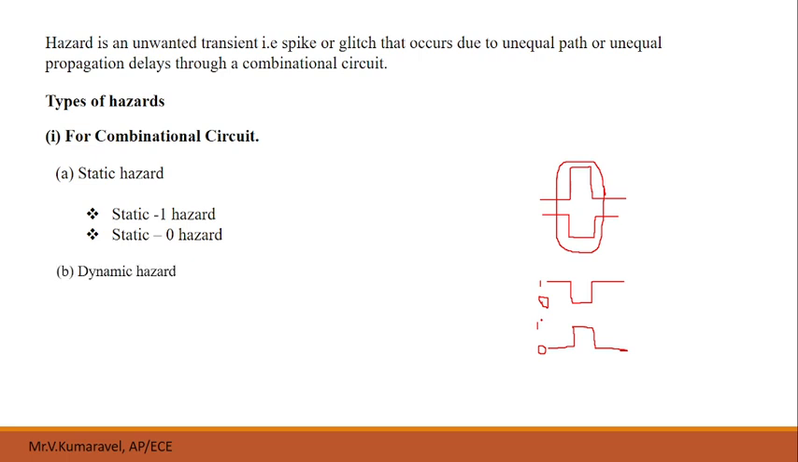The next type of hazard for combinational circuits is dynamic hazard. Dynamic hazard means that instead of a single change in your output, your output keeps on changing between 0 and 1. Then this is called dynamic hazard. Similar to combinational circuits, for sequential circuits we have essential hazard. We will see them in detail.